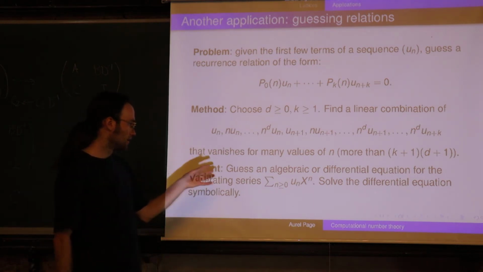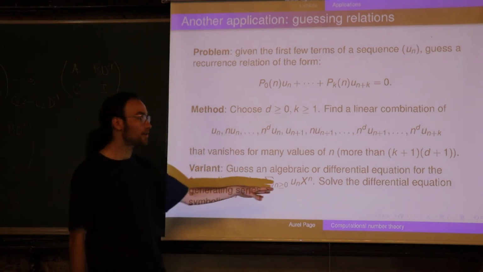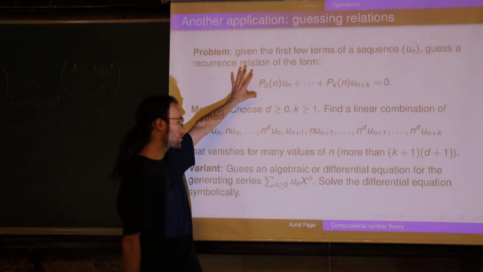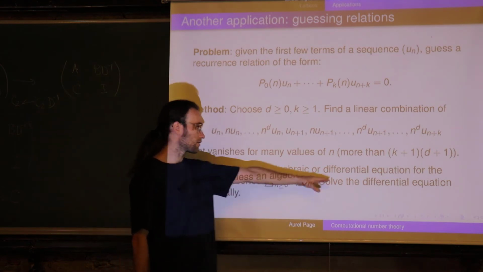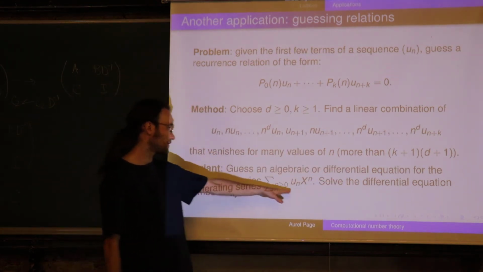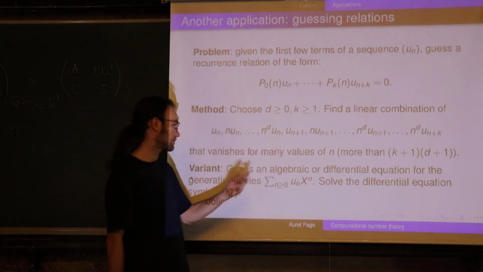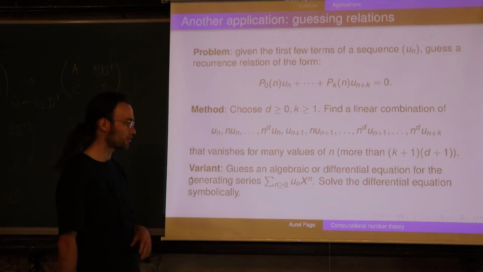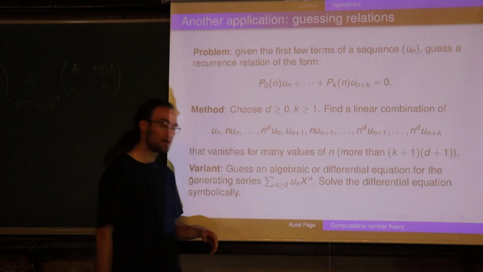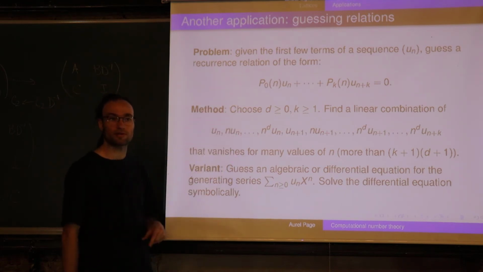You can consider the generating series of your sequence, and then having a recurrence relation like this is essentially the same as having a differential equation with polynomial coefficients on the series. You can also look for an algebraic relation for the series, etc. You can do a lot of variants. You can solve the differential equation symbolically to get formulas, etc. I mean, you can do things around this.